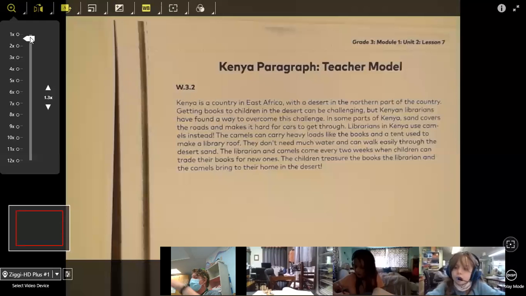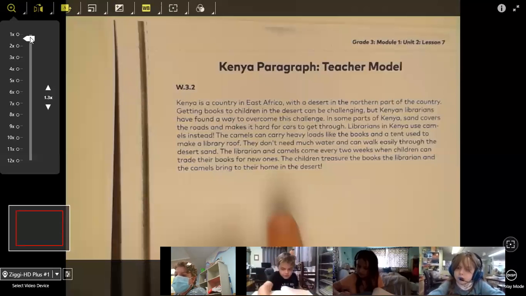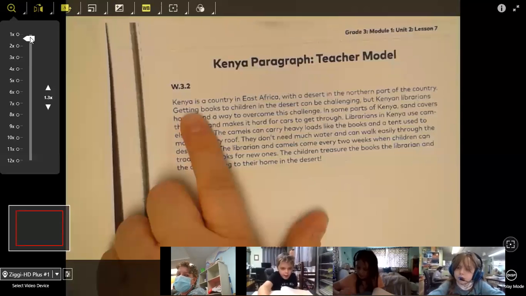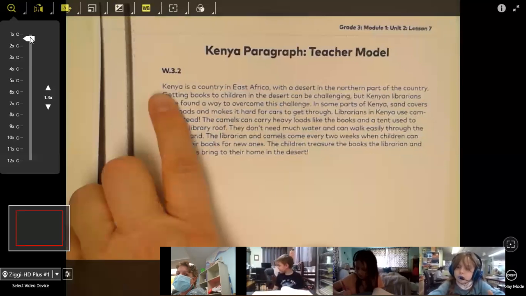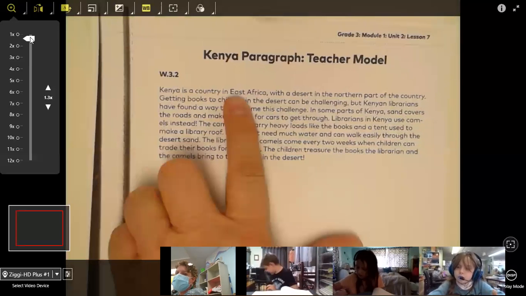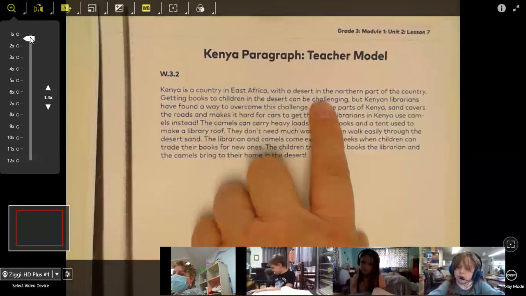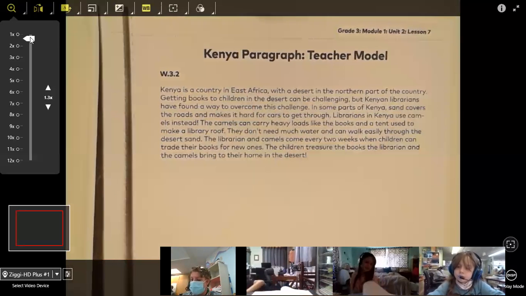So kind of think of it, yesterday we were talking about our main idea is our roof, and our supporting details are the walls. Here's sort of another visual for you to be able to use today of a hamburger kind of idea. Okay, so let's look at that very first sentence. Kenya is a country in East Africa with a desert in the northern part of the country. So that is our introduction, our introductory sentence.